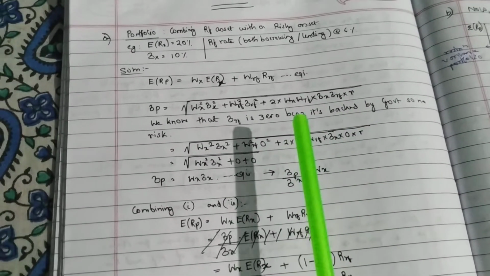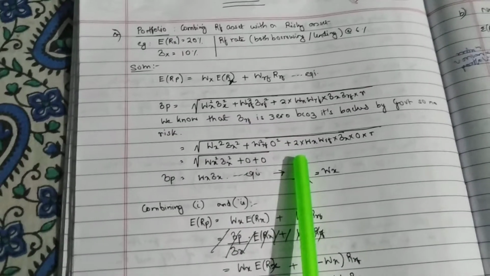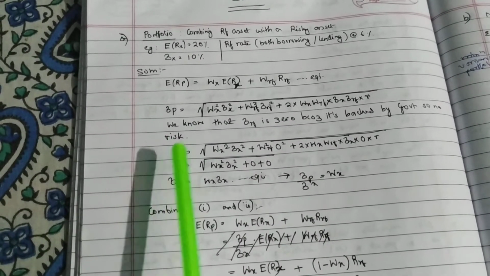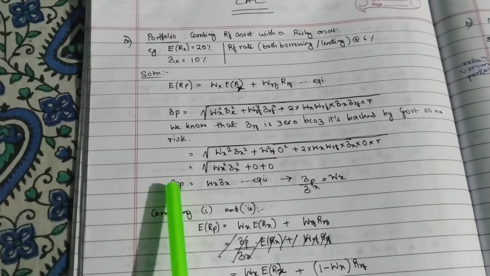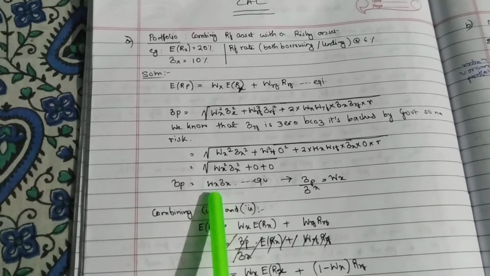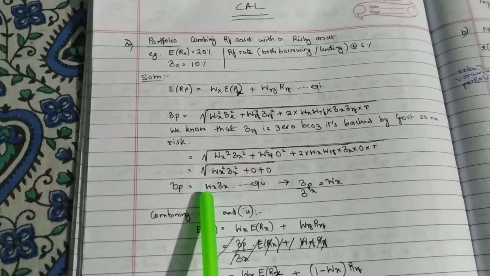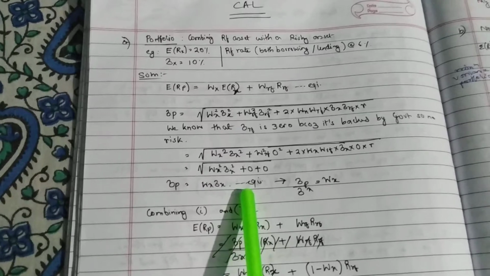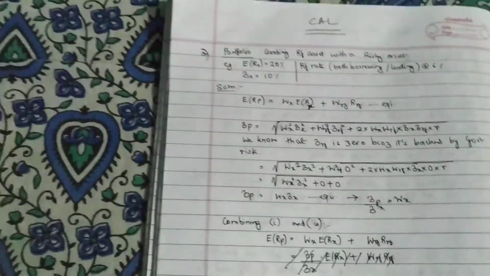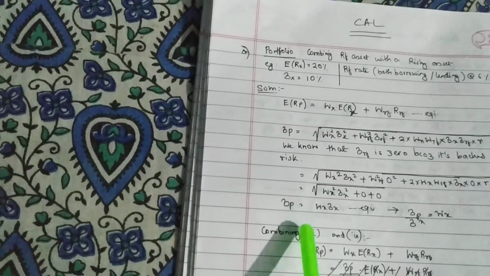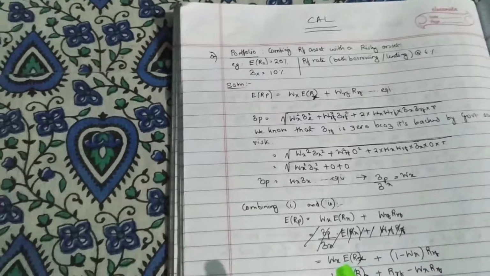So the only conclusion I can have here is that when I'm combining a risky asset with a risk-free asset, the portfolio's risk will be Wx into sigma x, that is the risky asset's risk only, multiplied with its weight. Now what we do, we combine this equation with the above equation and see what we are getting.